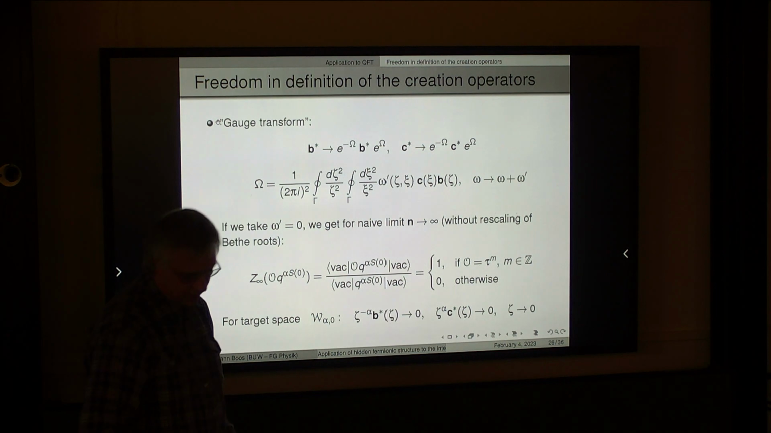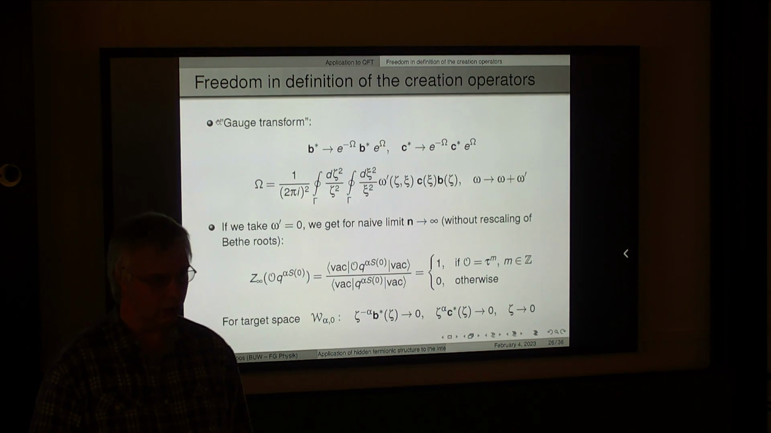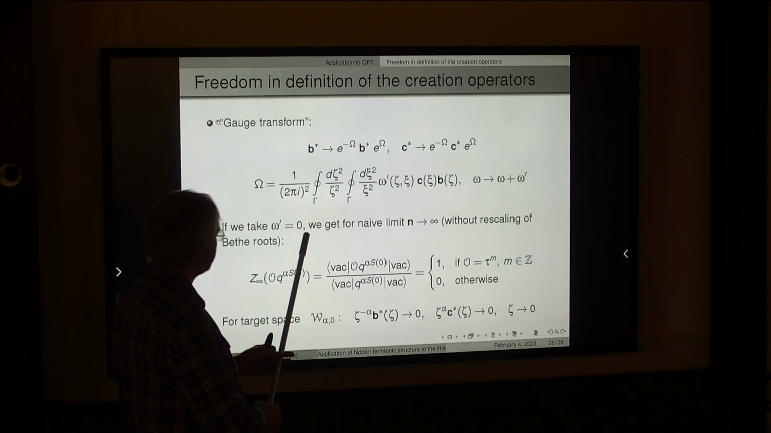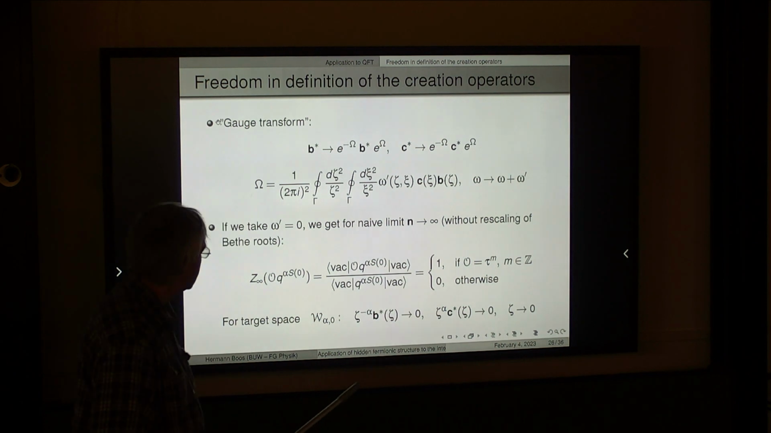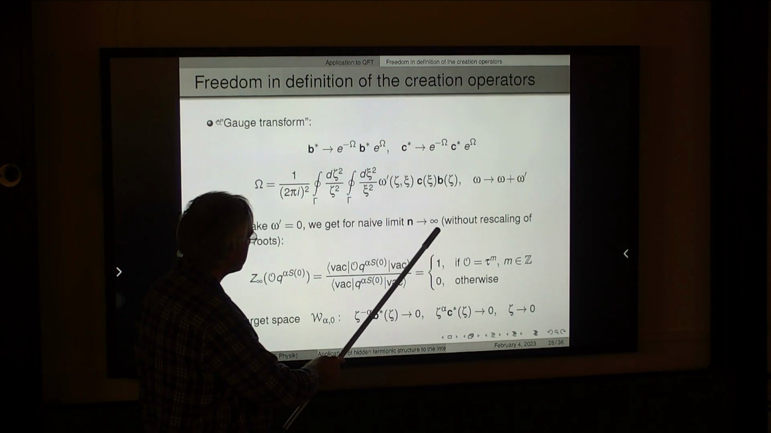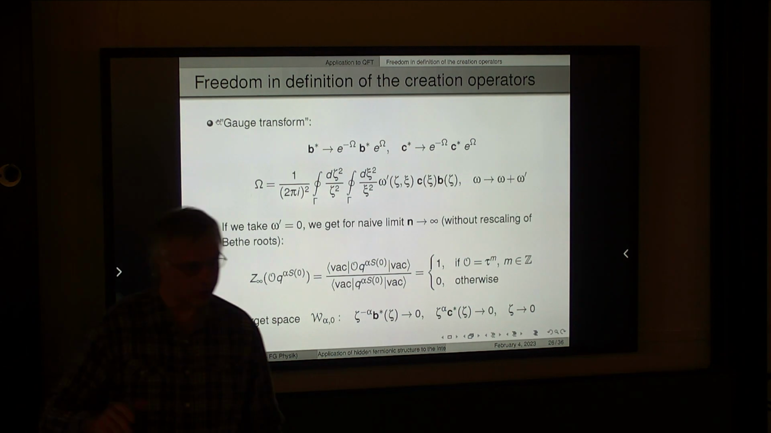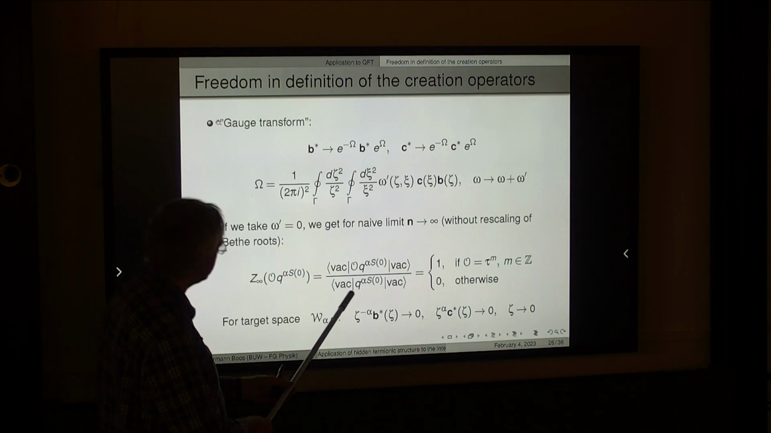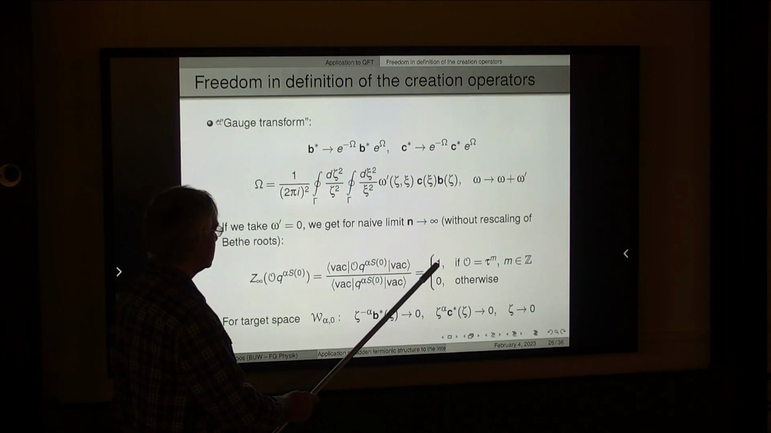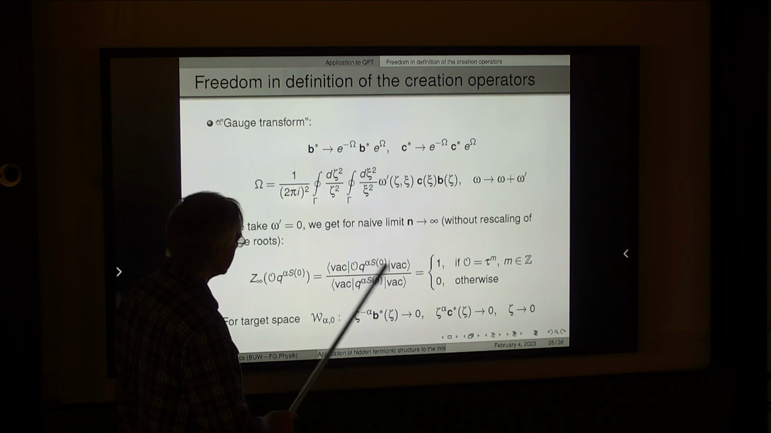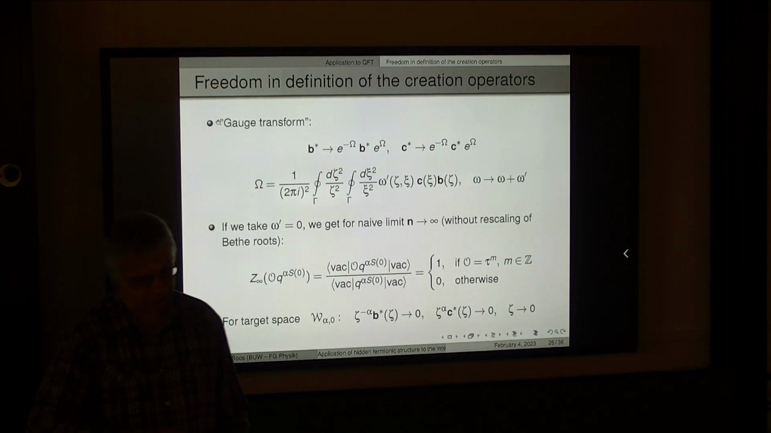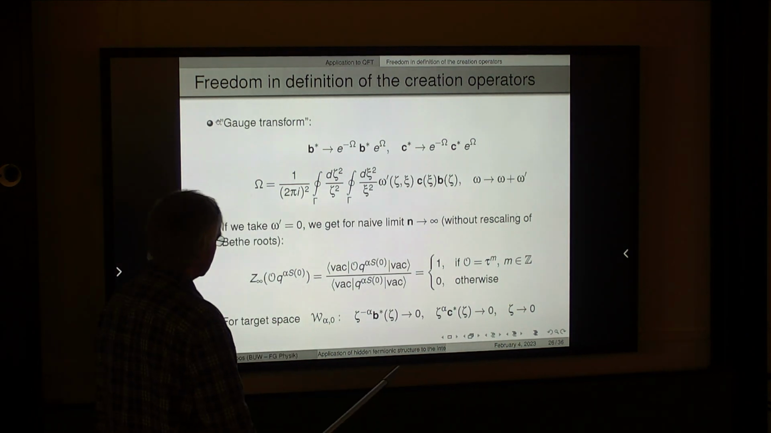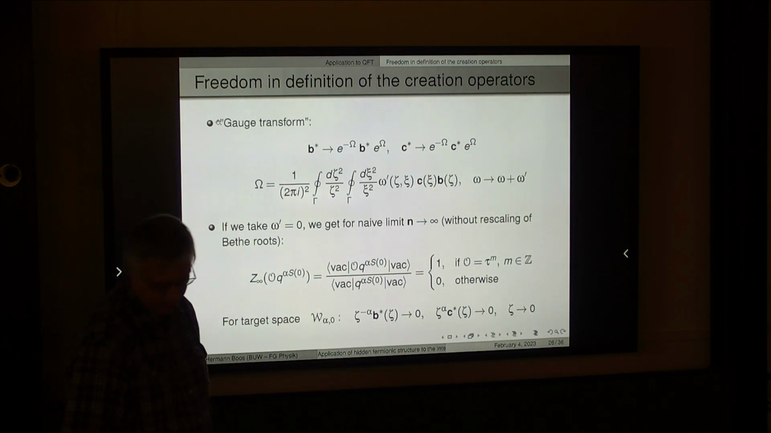In fact, it is nothing but Bogoliubov transformation. So the first choice is omega prime just 0, then we do nothing. And if we take the naive limit n goes to infinity, and we don't rescale the beta roots, then what we get in this limit is very simple. It is just 1 if this local operator O is some power of the translational operator tau, and 0 otherwise.